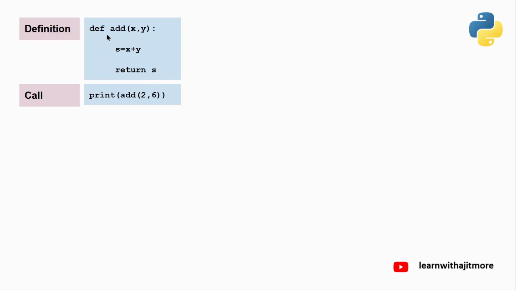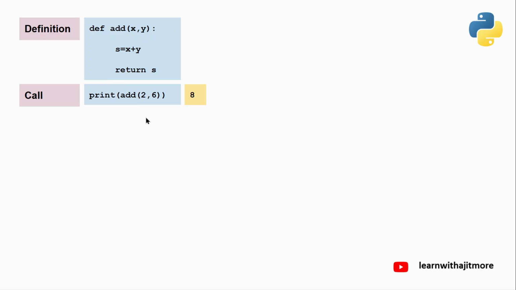The moment return comes, function is over. Getting it? The 2 is copied in x, 6 in y, the control goes to the function, then the function is executed, and when return is encountered, function over, and the control will come back to the place where it is called. So here it is called, the control comes back. It is returning 8, that 8 will come here, and that 8 will be given to print, and then the execution of print and continue with the next logic, whatever the next logic is.